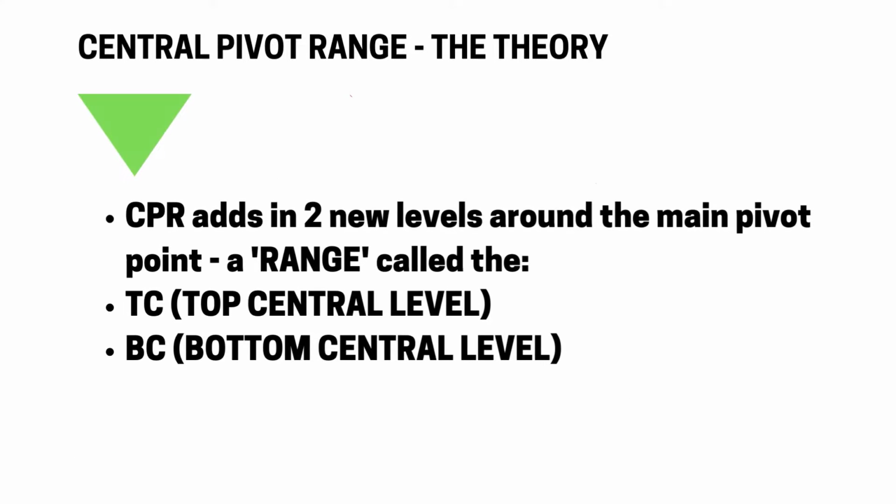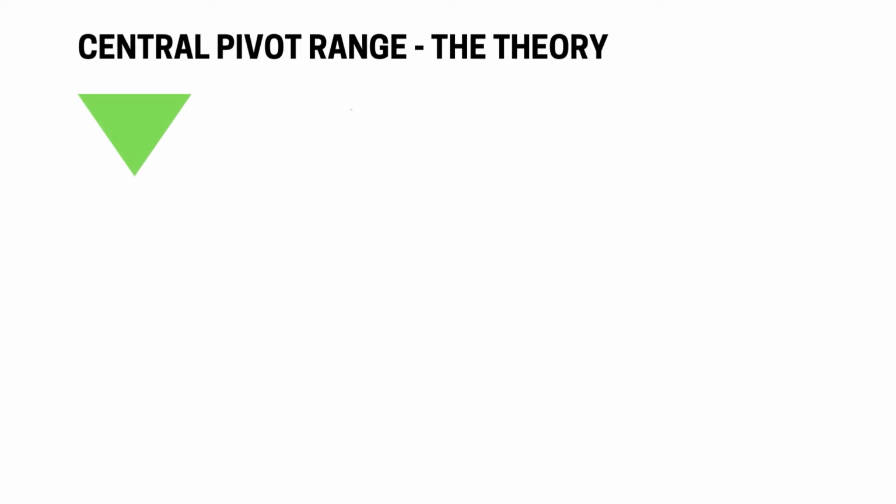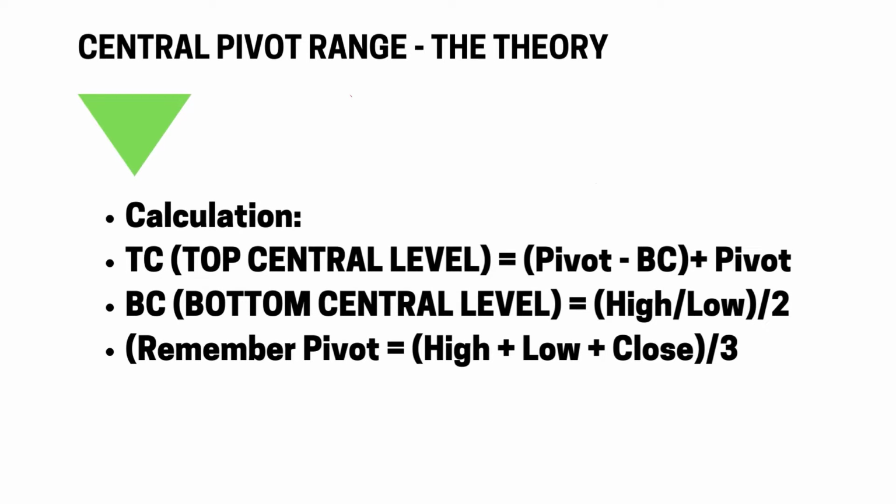Now I'm going to call those two new lines the TC, that's the top central line, and the BC, the bottom central line. Now how are they calculated? Well, let's start with the calculation of the main pivot line. Remember, that's the high plus the low plus the close divided by 3. That gives you that central starting point. Now the TC, the top central level, is the pivot minus the BC plus the pivot, and the bottom central level, the BC, is high plus low divided by 2, and that's going to give you those bands that range around the central pivot line.